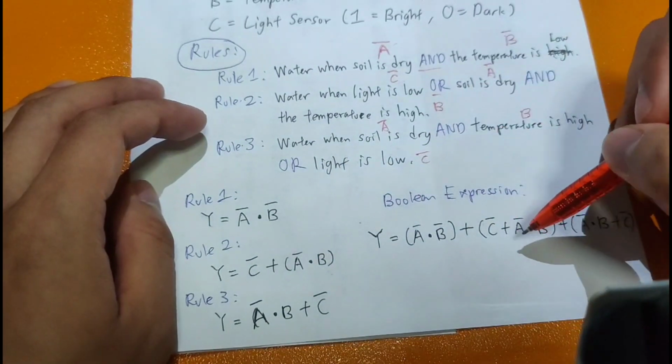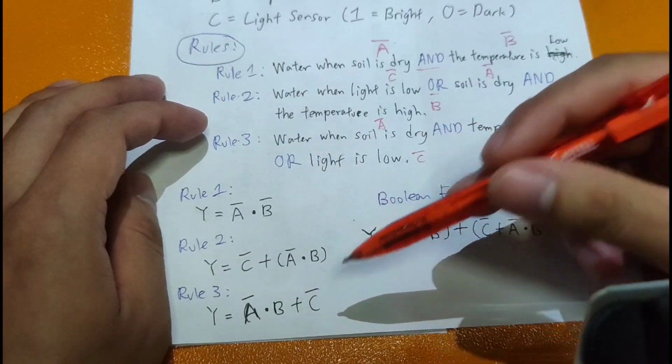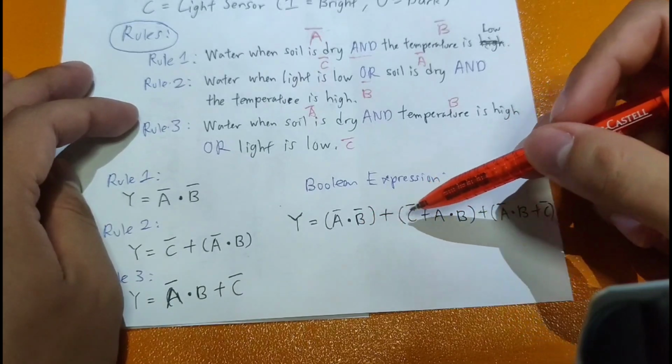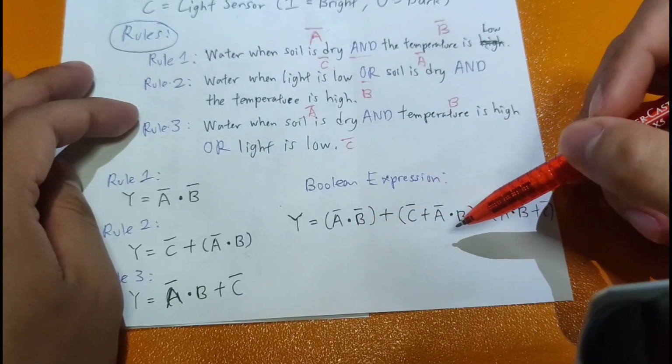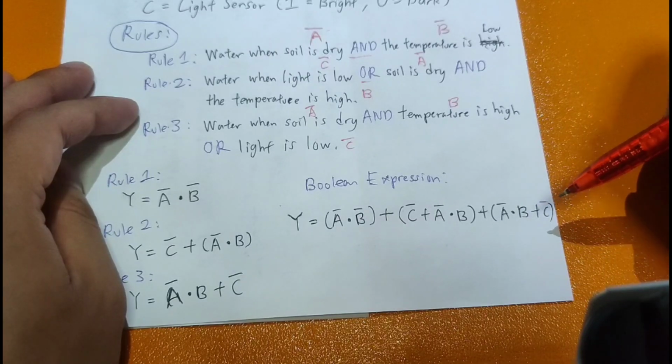So in order to create a Boolean expression, we just add up the rule 1, rule 2, and rule 3 conditions, which will become y equals to A bar times B bar plus C bar plus A bar times B plus A bar times B plus C bar.